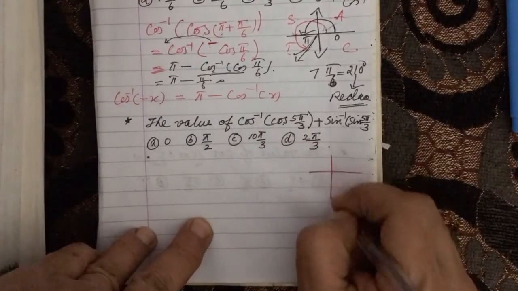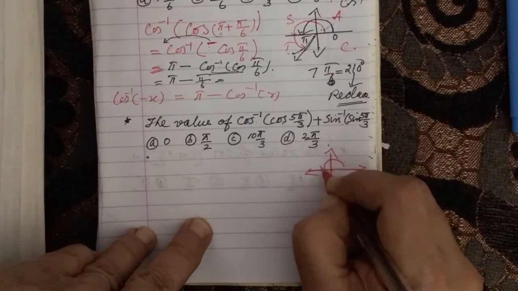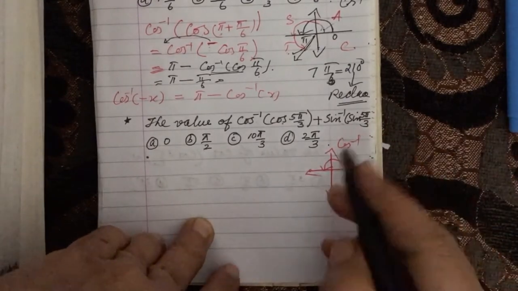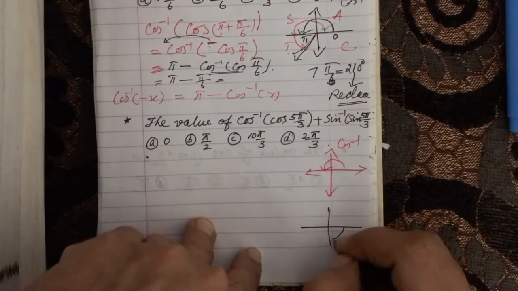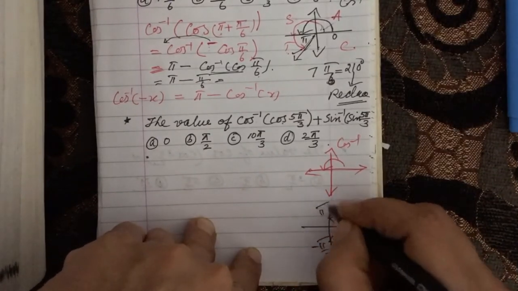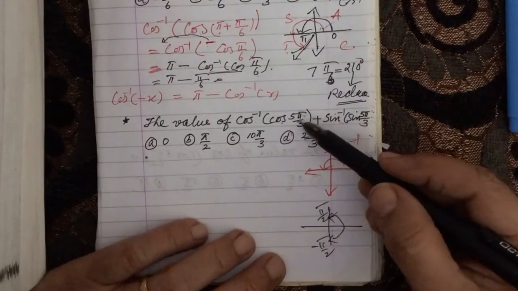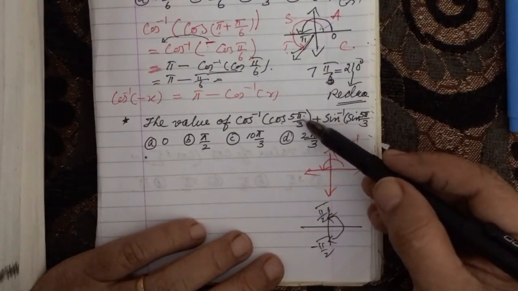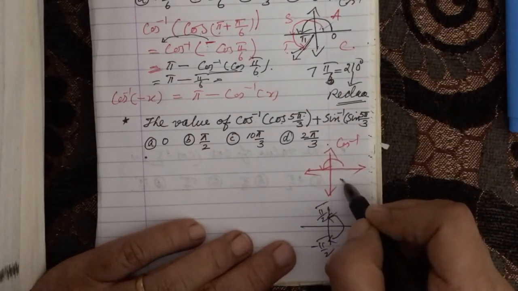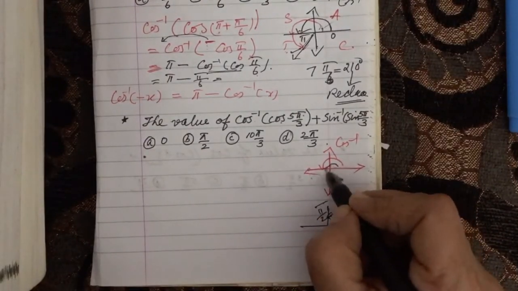So let us draw the principal value of cos inverse. This is for cos inverse. And for the principal value of sin inverse, the figure will be like this. It is from minus pi by 2 to pi by 2. So now you see where 5 pi by 3 is coming. 5 pi by 3 means 5 into 60 degrees. That is 300. 300 is coming somewhere here.